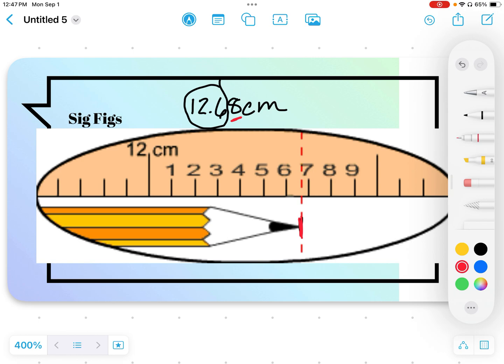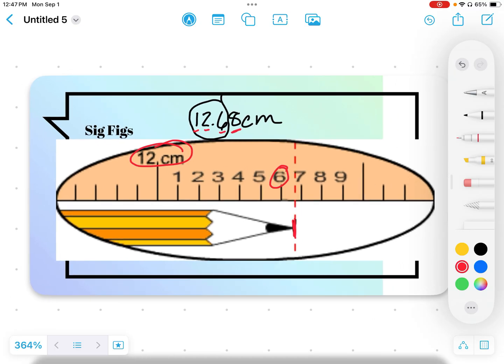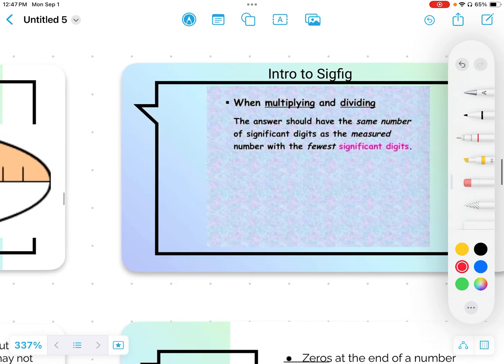If it said do your measurement in 4 sig figs, I would have my 4 sig figs: 1, 2, 3, and then the 8 would be where the rounding is taking place. And again, we can look at that and say, yeah, I totally agree. I know for sure there's 12 centimeters. I know for sure there is a 6. But it's not quite to the 7 yet. So we have to say it's probably 12.68 centimeters if we want to get the most accurate measurement possible. That's what we're talking about when we're talking about significant figures.